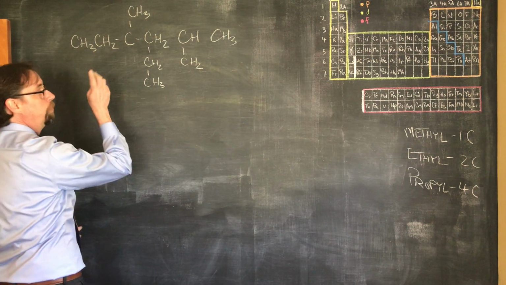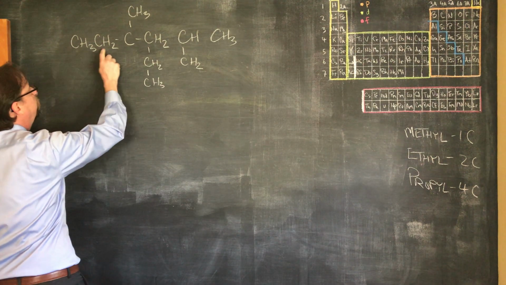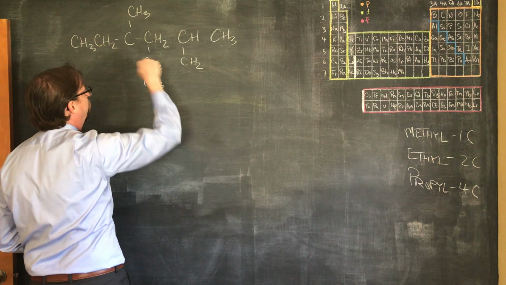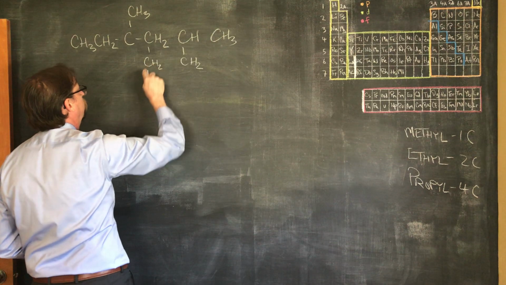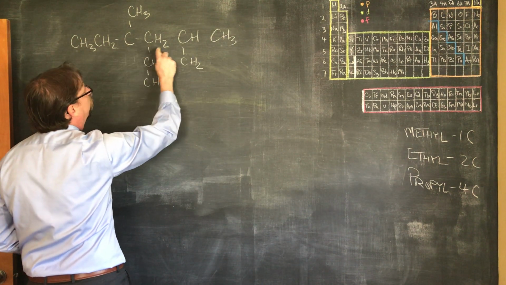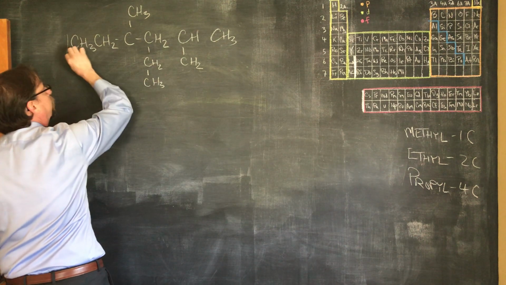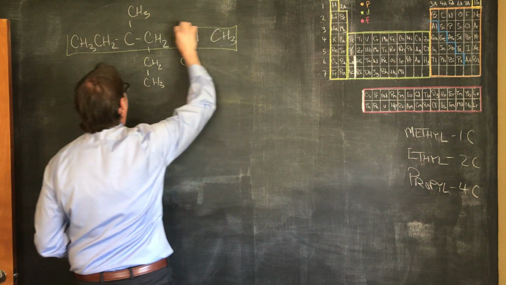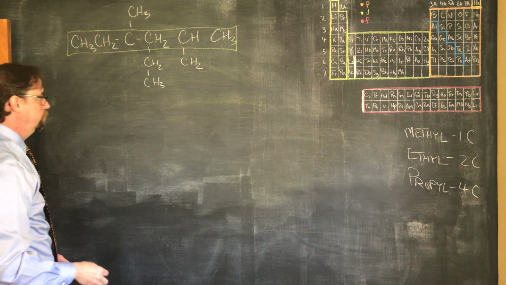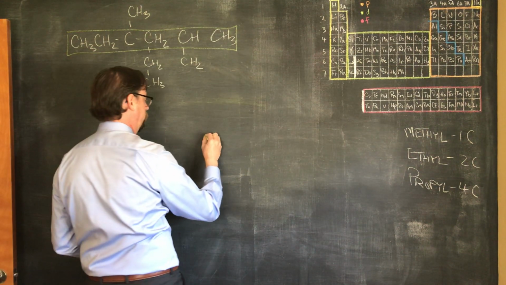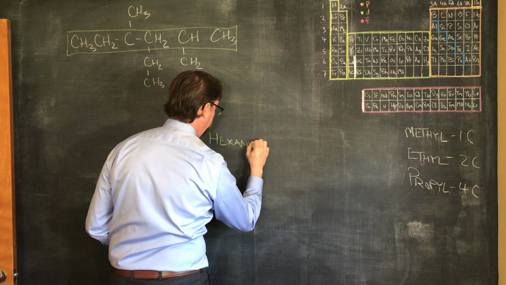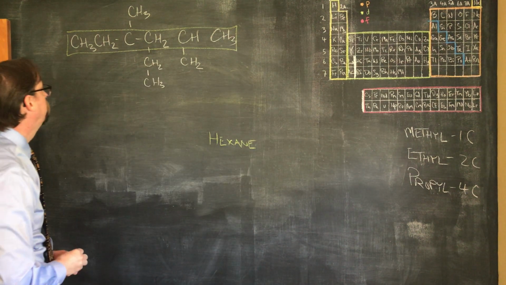So I've got to go for the longest continuous chain. 1, 2, 3, 4, 5, 6 again. 1, 2, 3, but that doesn't include all that. 1, 2, 3, 4, 5. 1, 2, 3, 4, 5, 6. So 6 is actually, even if I curve that down and get the same name, so 6. So this is going to be something hexane. Again, kind of a theme here. It won't always be hexane, but my examples just happen to be.